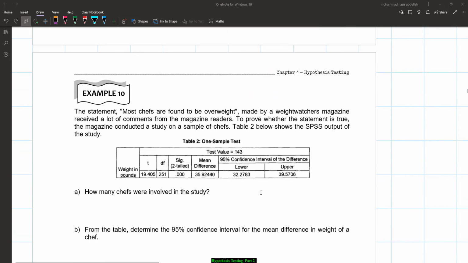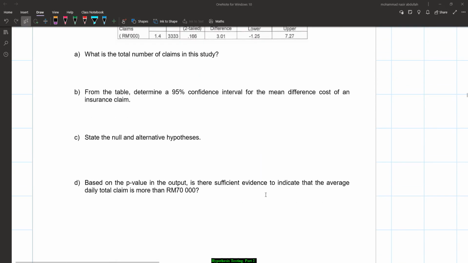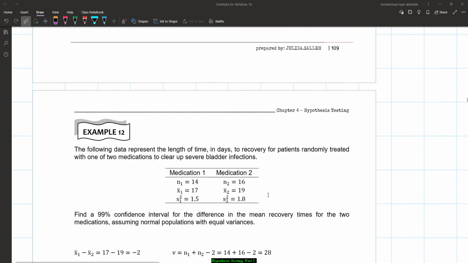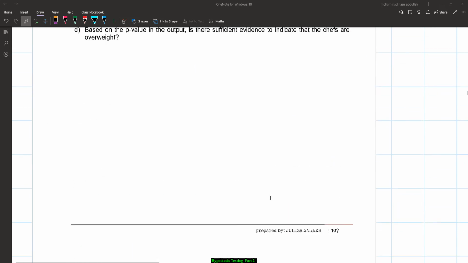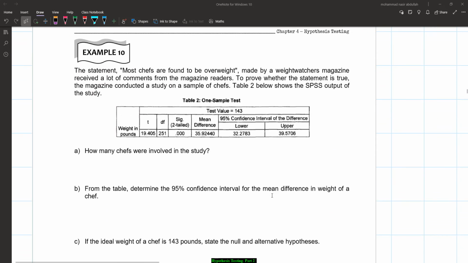Alright. The last example. Ada lagi. Basically example semua sama lah. This one they should give us the value of mean. Kita tengok dulu soalan ni boleh jawab ke tak. The statement: most chef are found to be overweight.